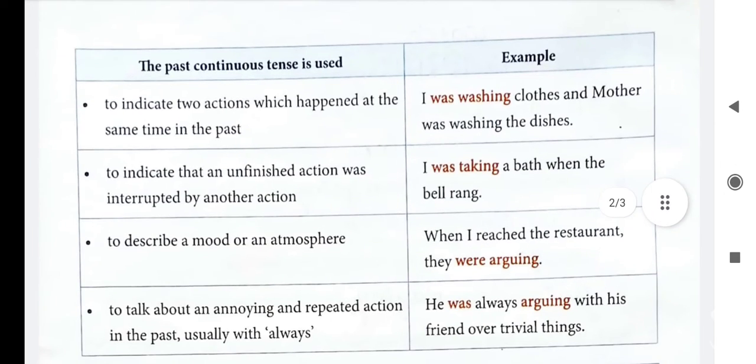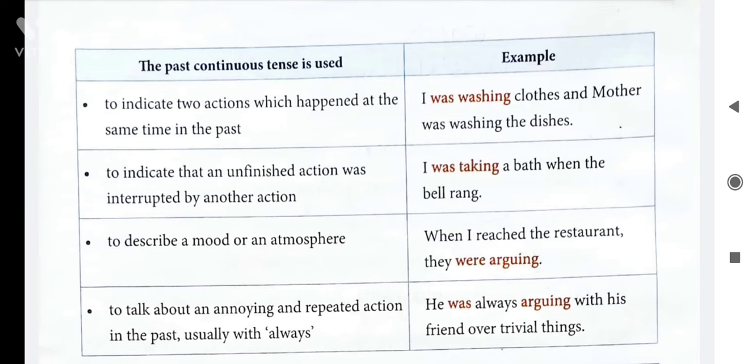Now let's see the past continuous tense. Let's see the definition of the past continuous tense: it can be used to show an action which was happening in the past. The action was happening in the past. So the past continuous tense is used to indicate two actions which happened at the same time in the past.